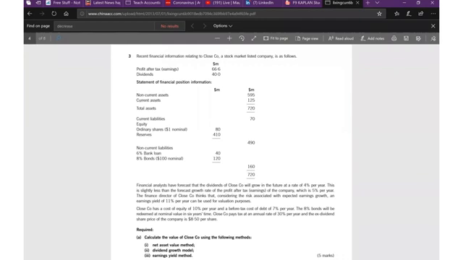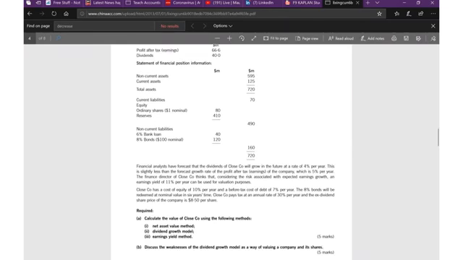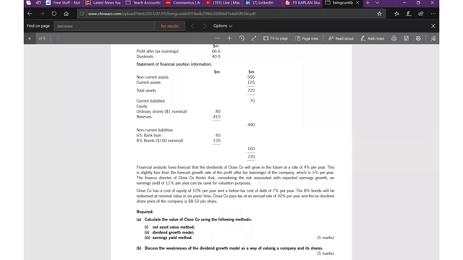Now, the question says that the recent financial information relating to closed company, a stock market listed company, is as follows. They have given us the profit after tax, the dividends, and the balance sheet format. It says that financial analysts have forecasted that the dividends of closed company will grow in the future at a rate of 4% per year. This is slightly less than the forecast growth rate of the profit after tax earnings of the company, which is 5% per year. The finance director of closed company thinks that considering the risk associated with expected earnings growth, an earnings yield of 11% per year can be used for valuation purposes.